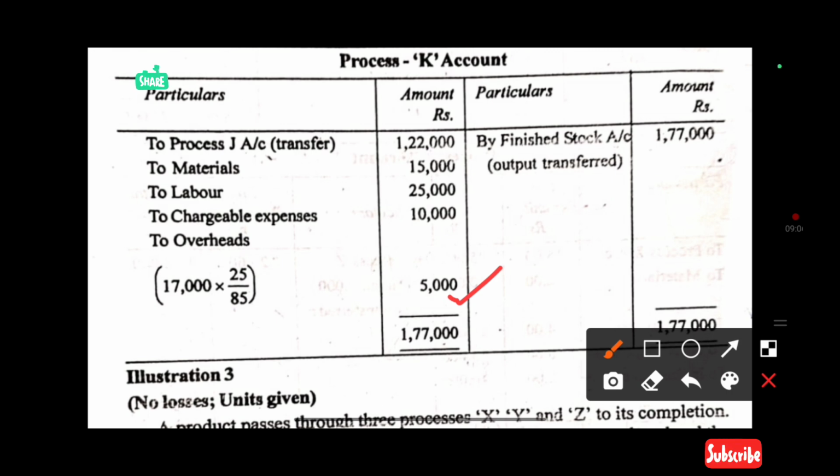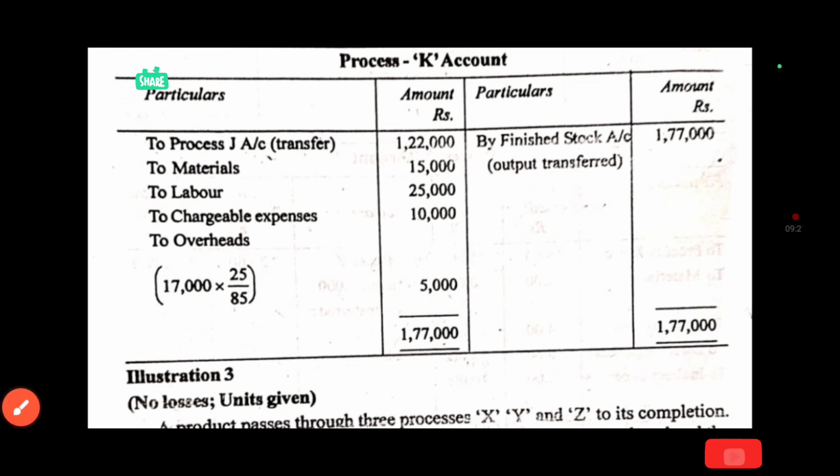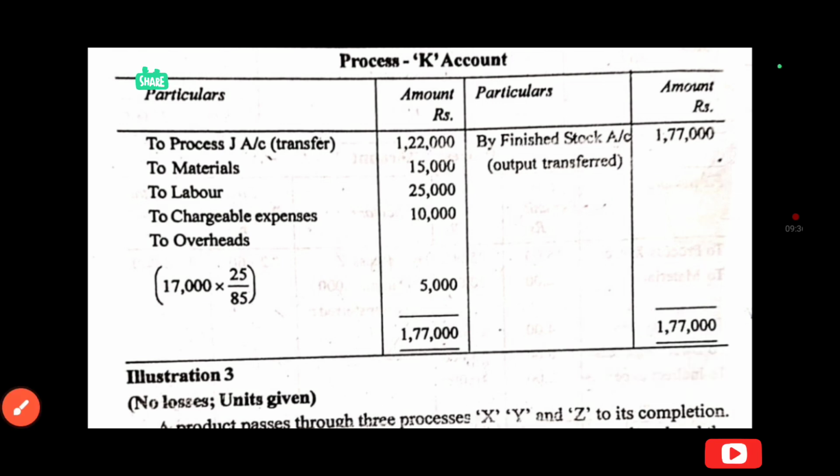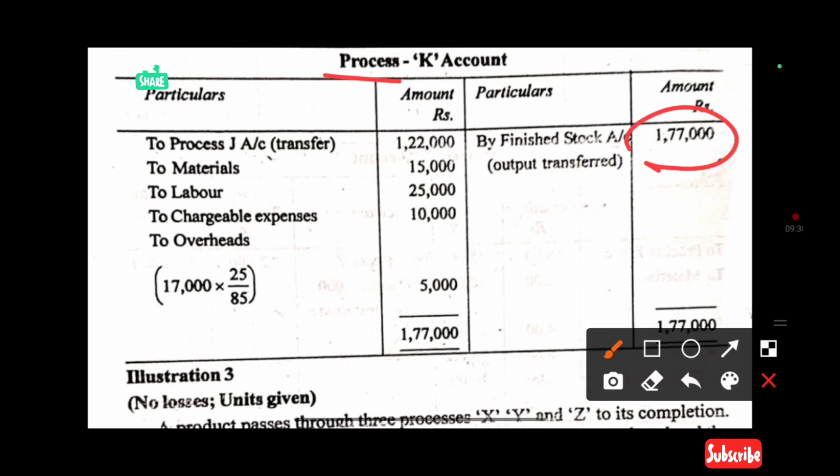Okay. After entering all the costs related to process K account, now you are going to add together all the costs. After adding, you will get 1,77,000 rupees as the total for process K. The same total is to be entered on the creditor side. You know, there are no transactions related to the creditor side. So by balancing the figure, the total value is to be entered on the creditor side. This is the output, because this is the output at the end of process K. What is the output? 1,77,000 rupees.